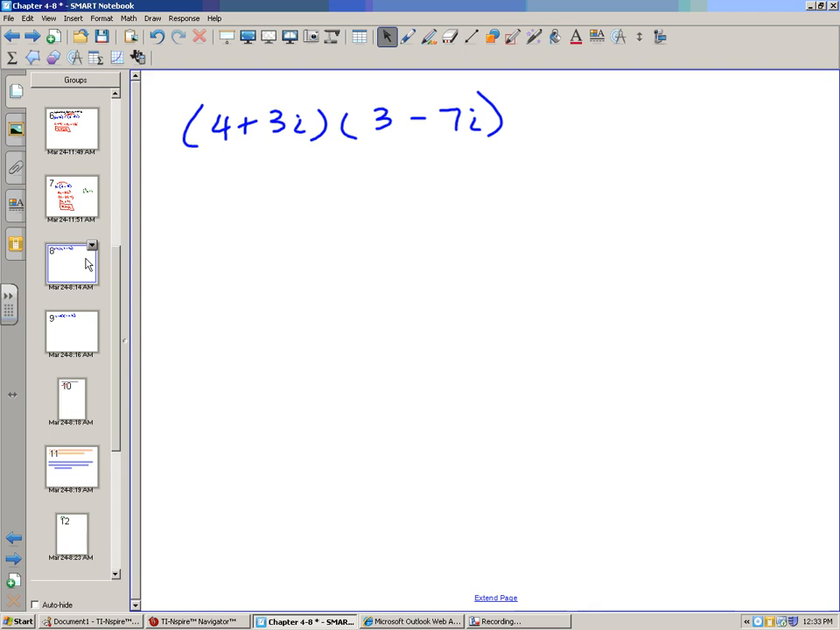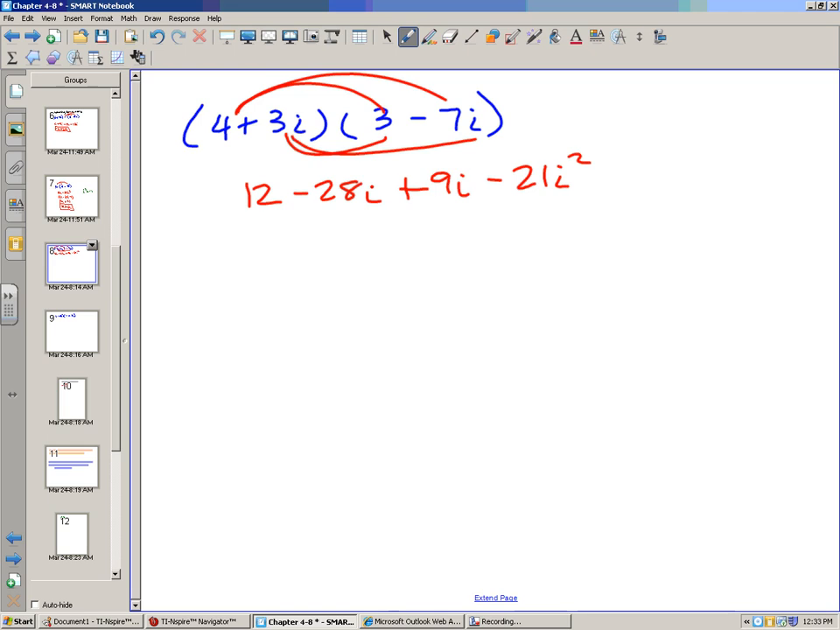Okay, now what do I do? Now I'm multiplying two complex numbers together. Anyone? What should I do? FOIL. Good try, though. 4 times 3 is 12. 4 times -7 is -28i. 3i times 3 is 9i. And 3i times -7i is going to be -21i squared.